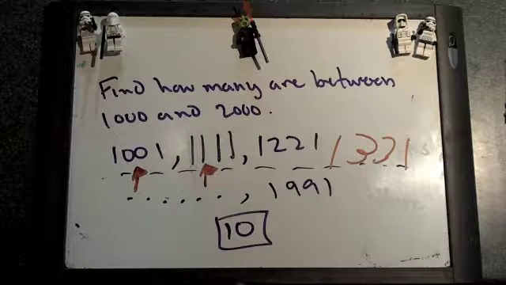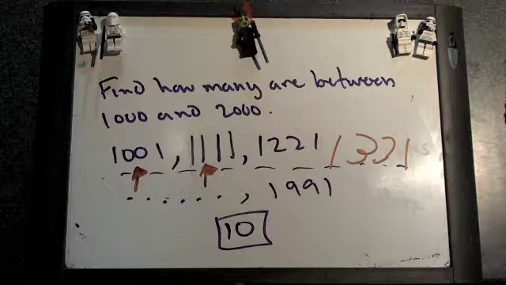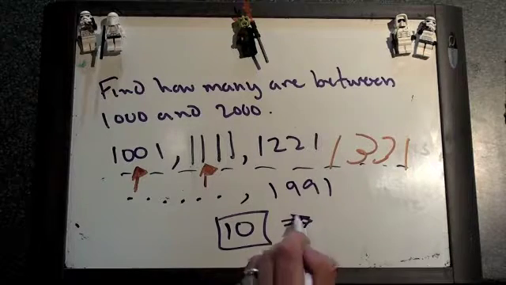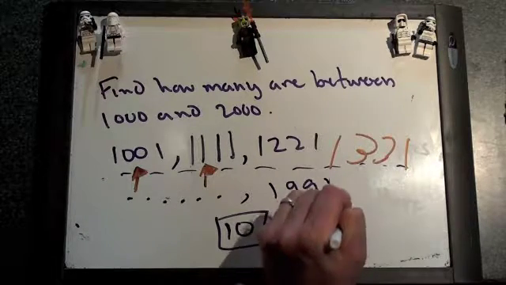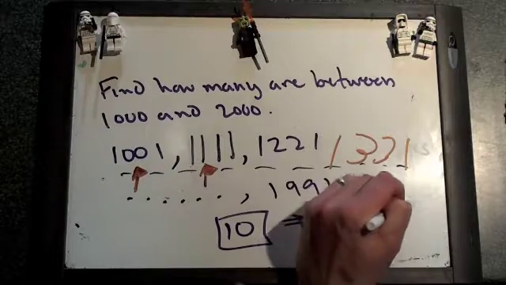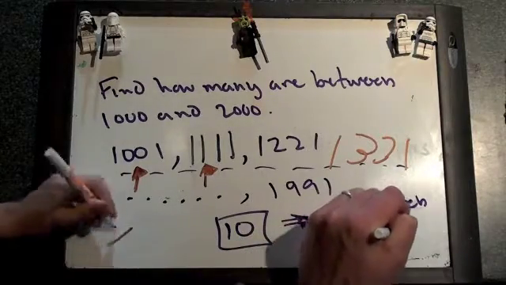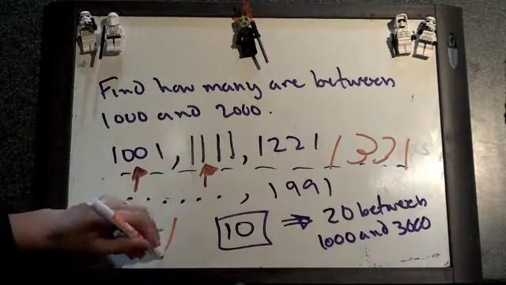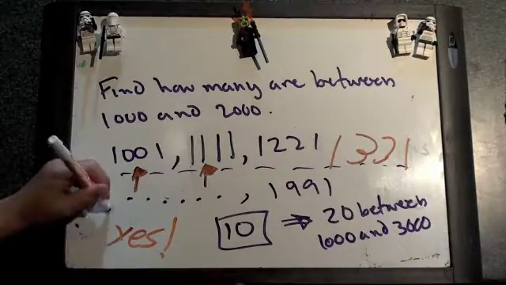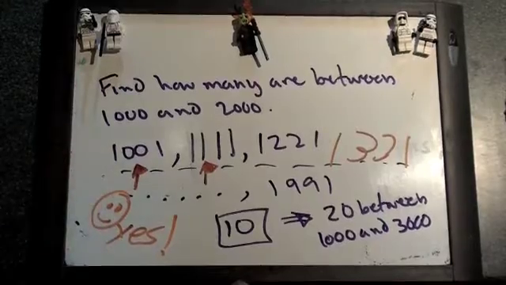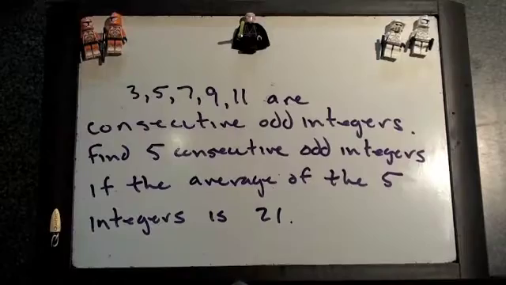And by the way, what's the first one between 2,000 and 3,000? 2001, 2002. 2002. So 20 between 1,000 and 3,000. Yes! Okay, great job, sweetie. On to the next problem.